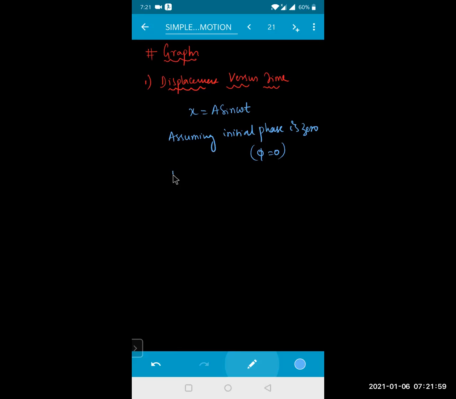The sine function always starts from the origin, so the sine function is like this. This is your x versus t graph. This will be your maximum displacement, plus a, and this is your minimum displacement, minus a. Is it clear? So this is the graph for displacement versus time. The next one is the velocity versus time graph.